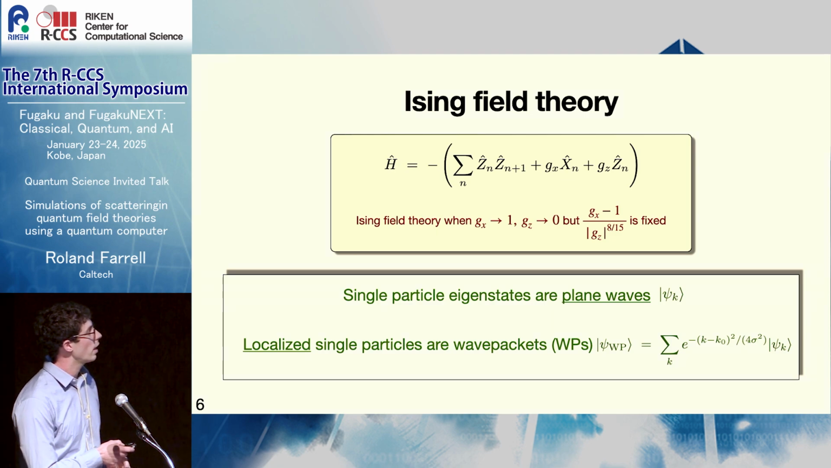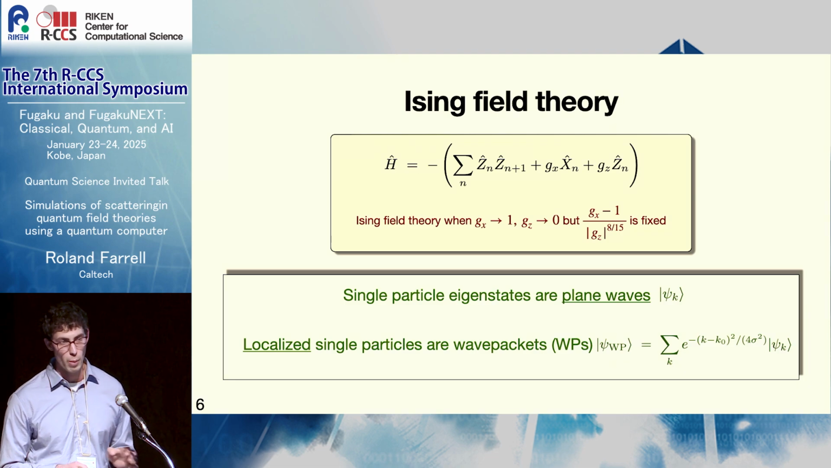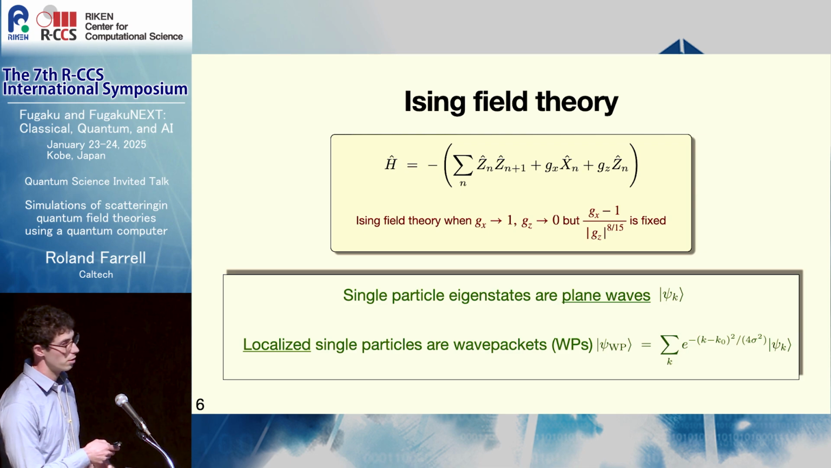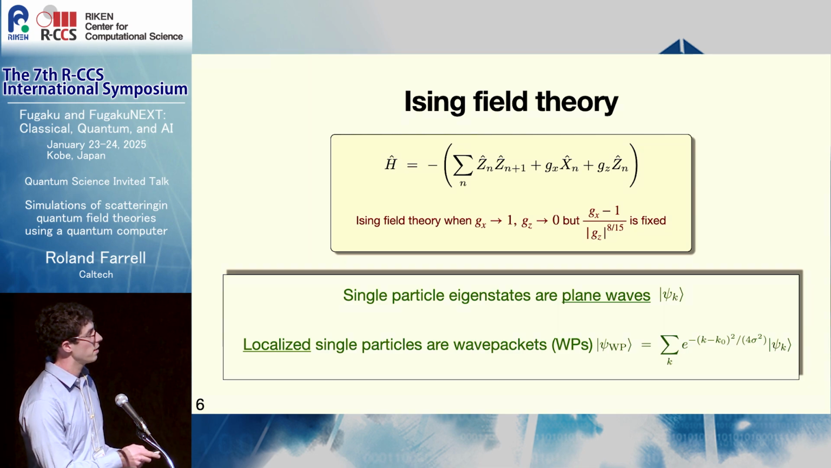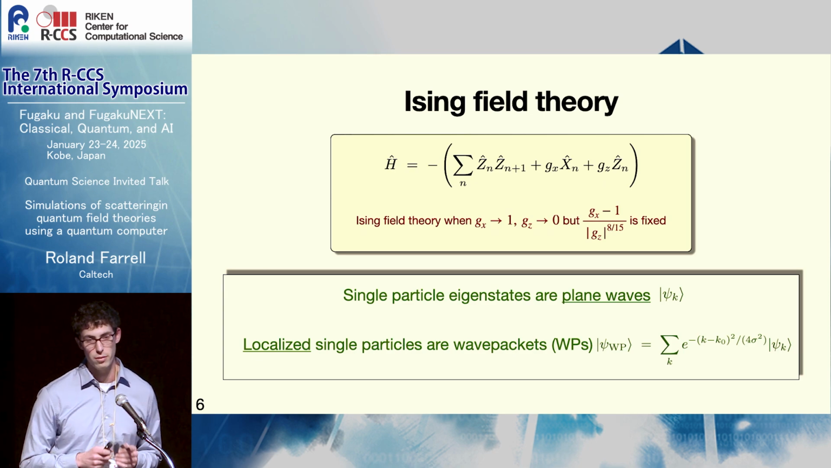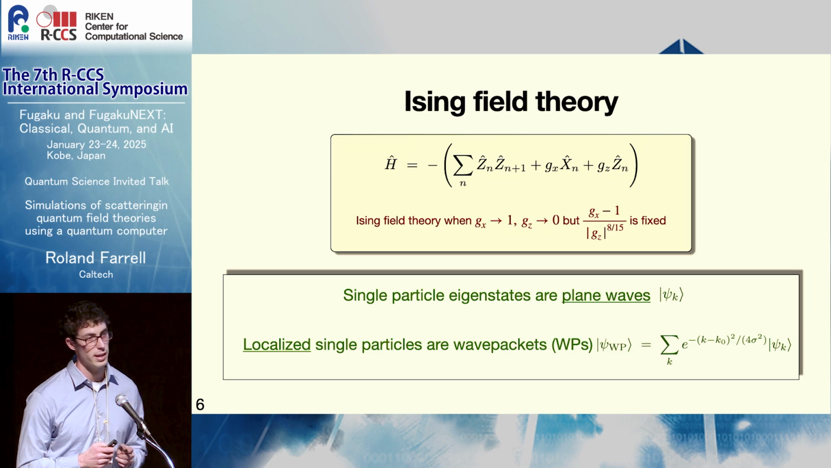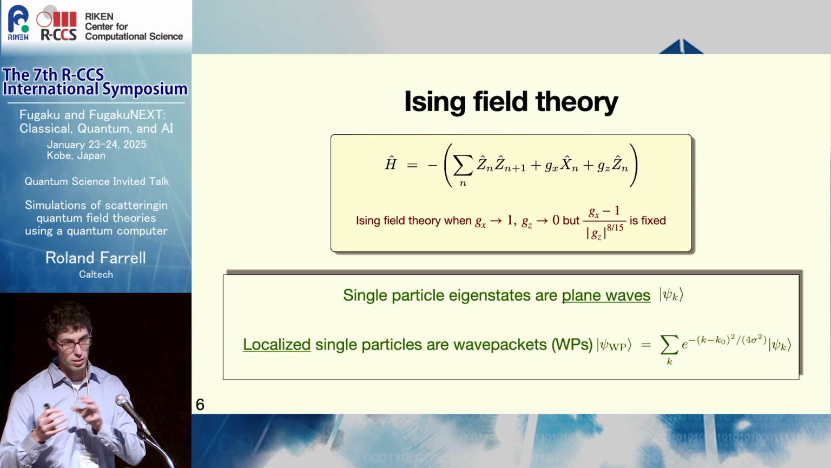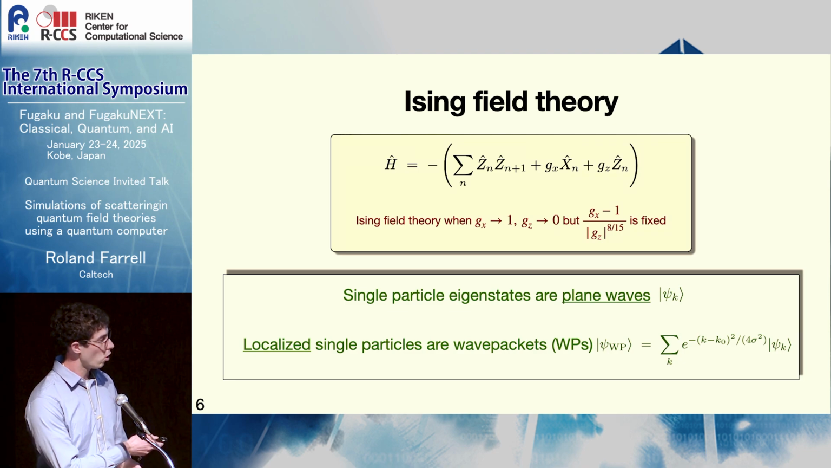In this field theory, you have single particle eigenstates, which are plane waves. They're labeled by some momentum quantum number k, which we'll call psi k. And from these plane waves, you can construct these localized single particle wave packets, essentially by adding together a bunch of these plane waves with some kind of Gaussian profile. This makes a wave packet that's centered around some momentum k. So this is the object that you can form that moves as a coherent single particle with some specified momentum. So the goal is to try to prepare this kind of state on the quantum computer.